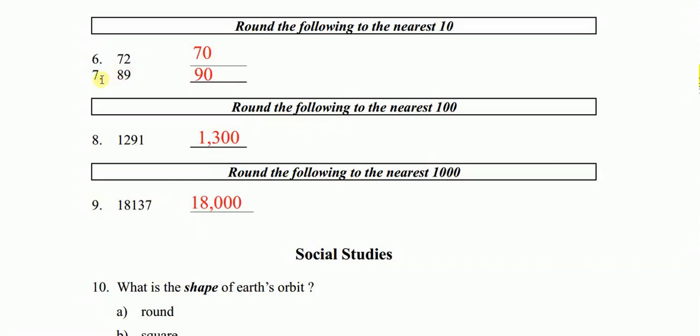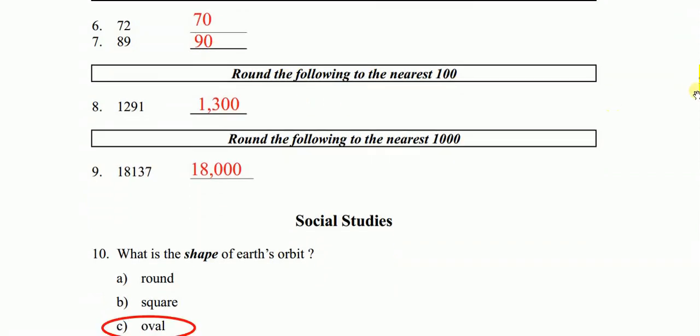Number 7, 89. Now we're rounding to the nearest tens again. We look at the number to the right of the 8, and that's 9. So this is in our 5 or more group, so we're rounding up. And our little rule says that if it's 5 or more, we'll add 1 to the number we're rounding, which is 8. So 8 now becomes 9, and we put 0 for the rest. So 89 to the nearest tens becomes 90.